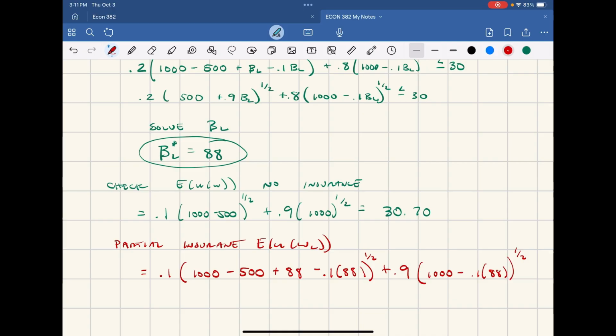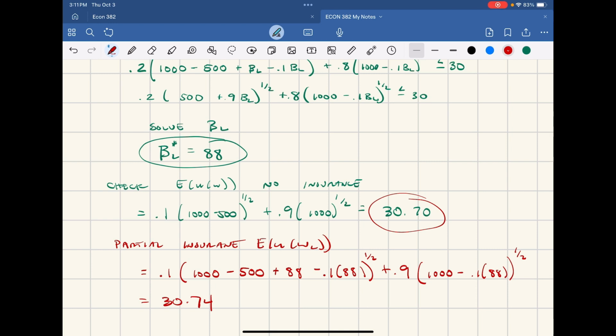So we can look at what this is. So this is 0.1 times the square root of 588 minus 0.1 times 88 plus 0.9 times the square root of 1,000 minus 0.1 times 88. And when we calculate that, this is equal to 30.74, which is greater than the utility they would get without insurance.